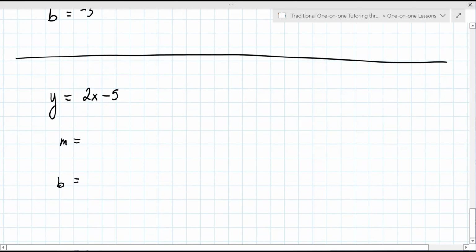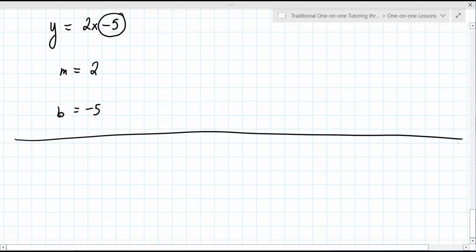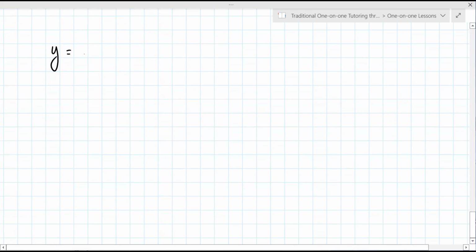The slope is the number in front of x. What is the number in front of x in this case? +2. And what's your b value? It's the other number. -5. Okay. Now, what if I write this? Y equals x plus 1. Actually, make that a 2. What is the slope? What is the number in front of x that isn't written? 1. So the slope is 1. What is the b value? 2. Okay.